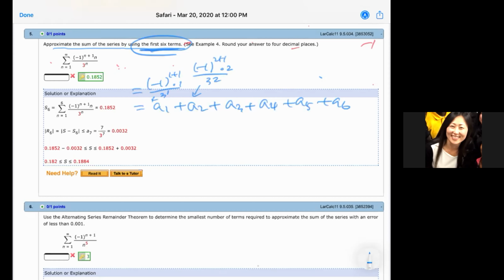Do you see what I'm doing? You do exactly the same thing for every one of them. And then you will find that, according to this, the sum is equal to that number.